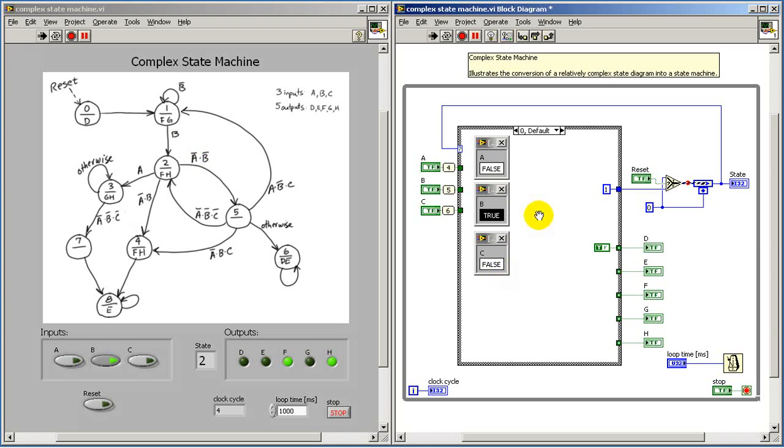Okay, we've got false, true, false for A, B, and C. And that means we should be advancing to state 4 next. All right, that worked. We're in state 4. And once we're in state 4, we always advance to state 8. Could run a couple cycles and confirm that we do in fact stay in state 8 because of the self loop.